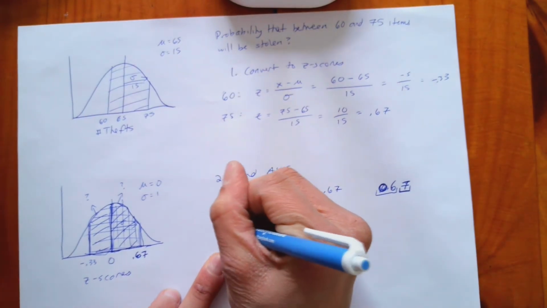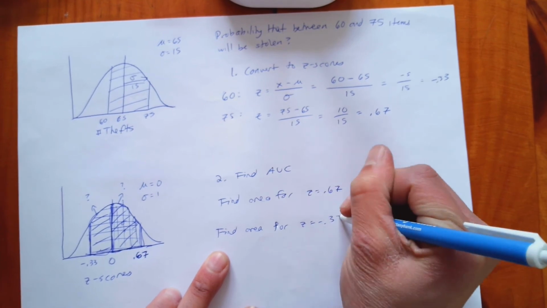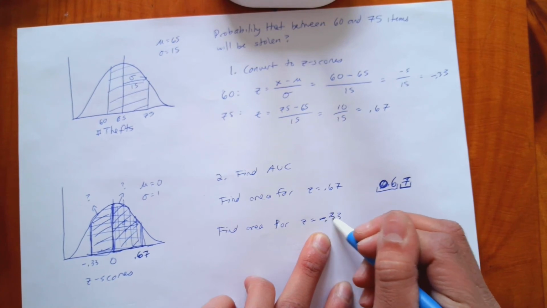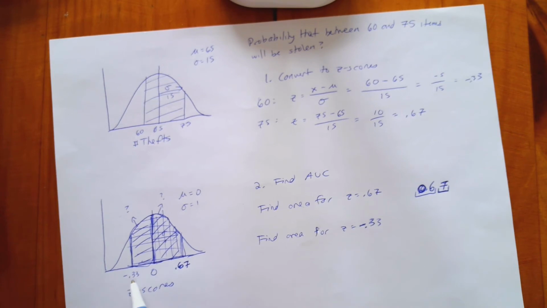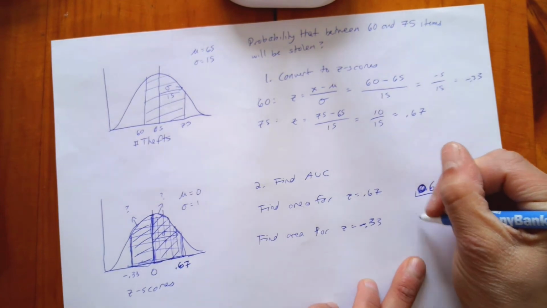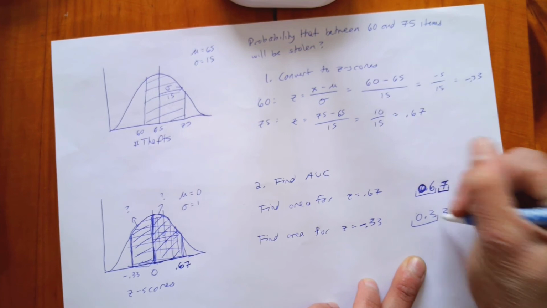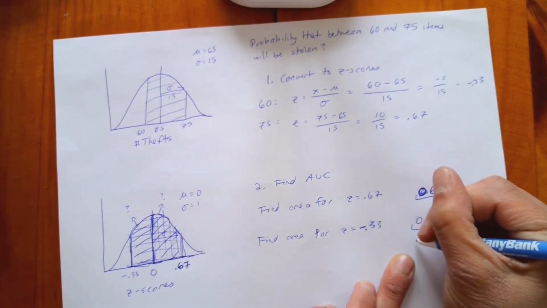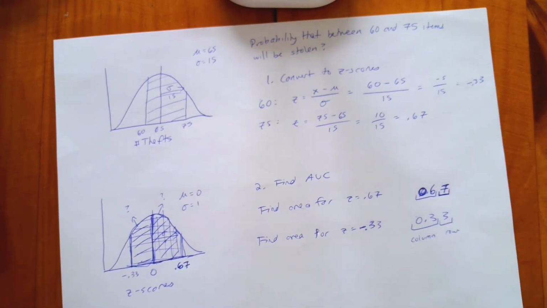To find the area for z equal to negative 0.33, we're going to be ignoring that minus sign because our normal distribution is symmetrical, so what's between 0 and 0.33 going in a negative direction is the same as what's between 0 and 0.33 going in a positive direction. And we're going to be looking for 0.33 on the z-table, where again, what's here is going to be in the column, and what's here is going to be in the row. And that's the same for both of these.